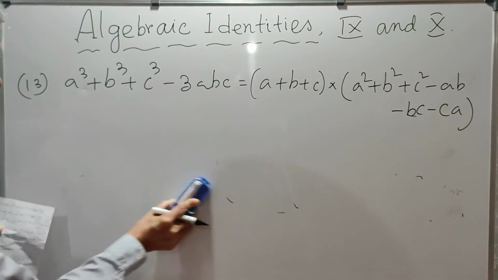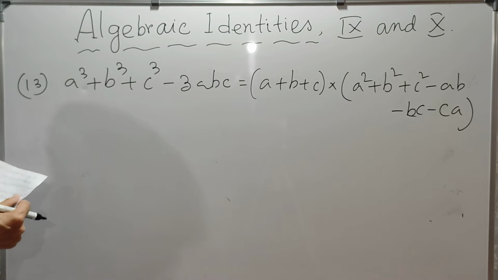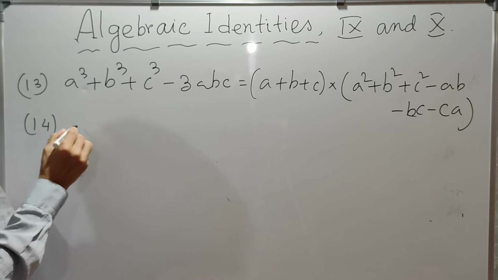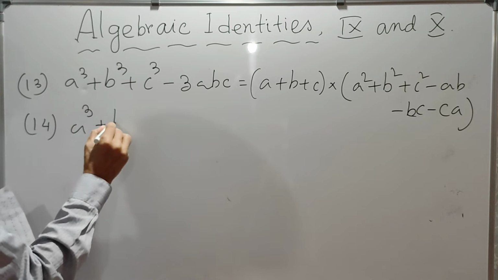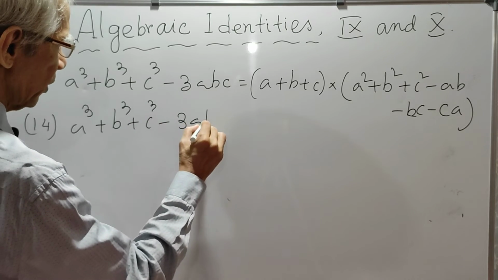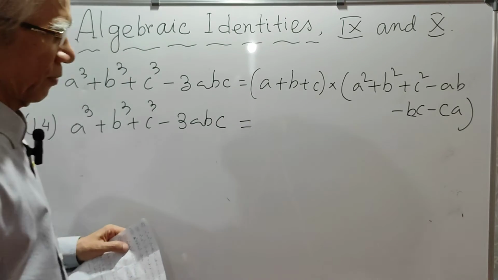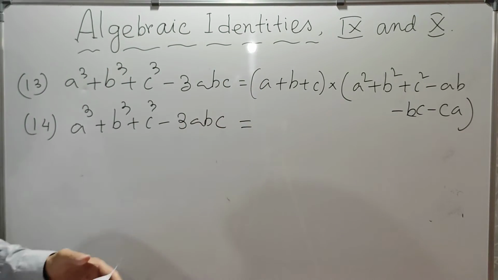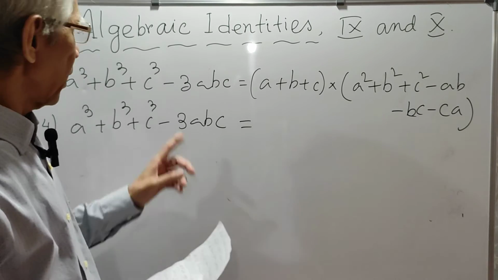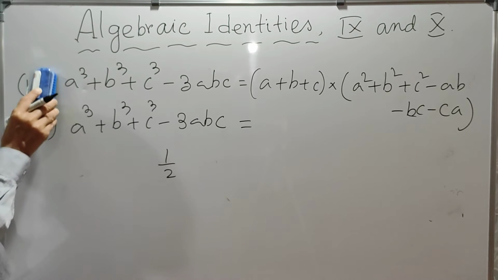Now coming to the next identity, the 14th identity. The 14th is derived from the 13th: a cube plus b cube plus c cube minus thrice abc. This identity has two forms. This is the first form, and the second form is this one. The second form is obtained from this one. See from here how we can get this 14th.